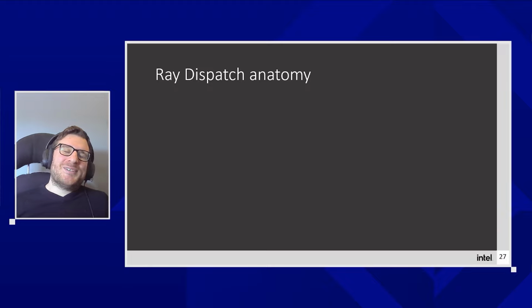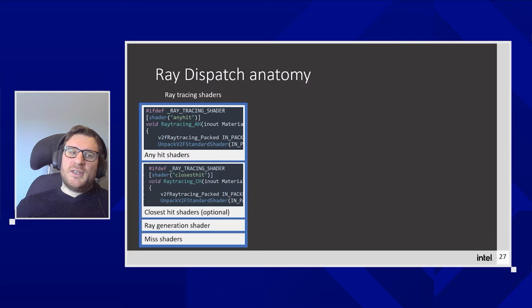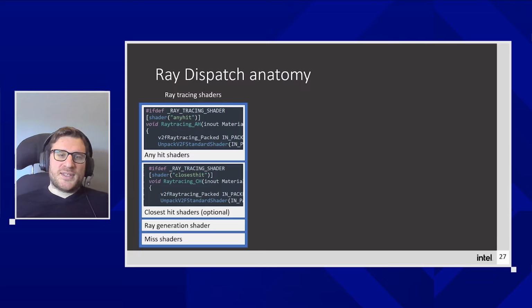In my mind, I divide what you need for ray tracing into three main categories. The first thing you need is ray tracing shaders: any hit, closest hit, ray generation shaders, and miss shaders. Any hit and closest hit are the main shaders. Any hit defines the geometry, so whether something has been hit or not, especially for stuff that has alpha tests. Closest hit is the actual shading that defines the final shading result of your ray tracing algorithm.